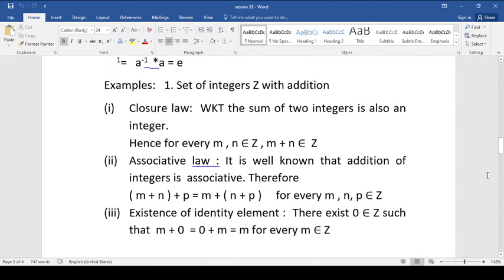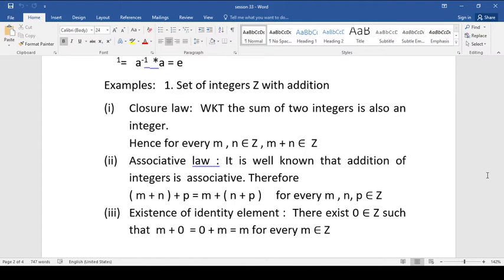Example, the set of integers Z with addition. It will satisfy all the four laws. The first law is closure law. We know that the sum of two integers is also an integer. That is, for every m, n belonging to Z, m plus n also belongs to Z. And hence we can say that the closure law is satisfied.